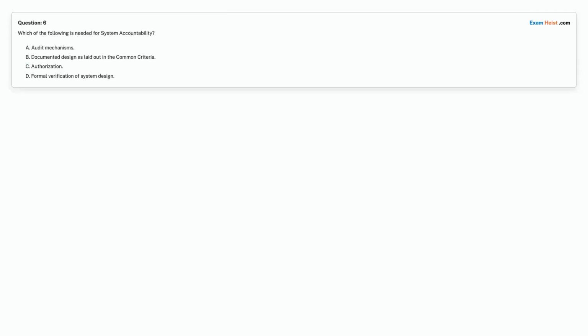Question 6. Which of the following is needed for system accountability? Option A. Audit mechanisms. Option B. Documented design as laid out in the Common Criteria. Option C. Authorization. Option D. Formal verification of system design. Choose the correct answer.